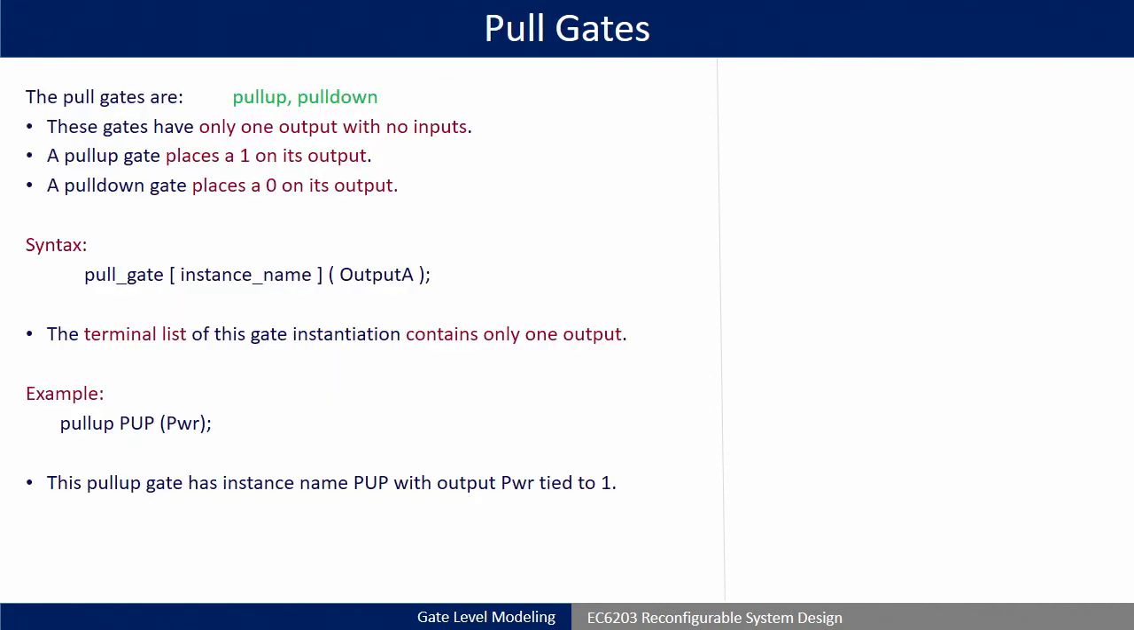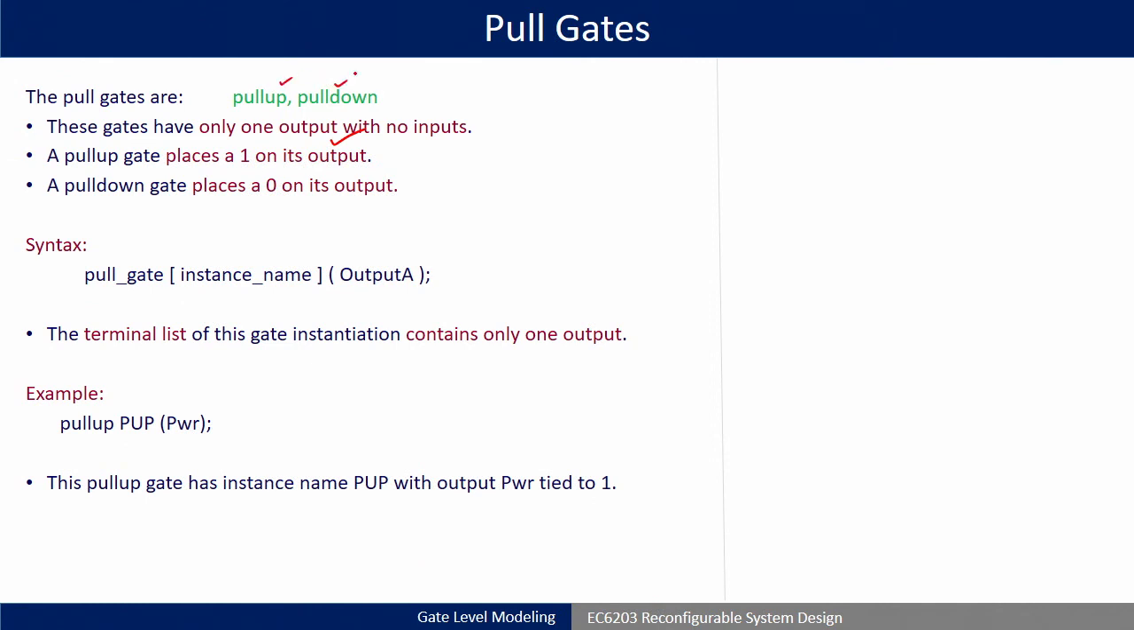Next is called pull gates. Under pull gates we have two gates supported, one is called pull up and another is called pull down, and these gates have only one output, they do not have any inputs. That means, a particular bit is like when you built a CMOS inverter using CMOS logic. At the top I put a VDD and at the bottom I put a ground. Now that VDD has to be pulled up to 1 and ground has to be pulled down to 0. At that time we can use pull up and pull down.